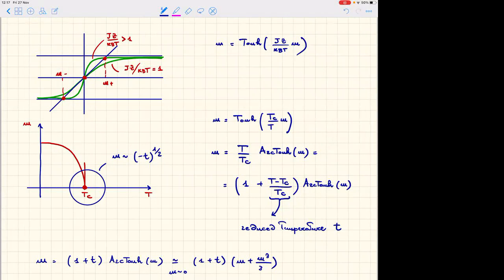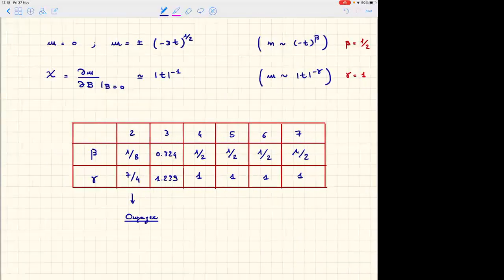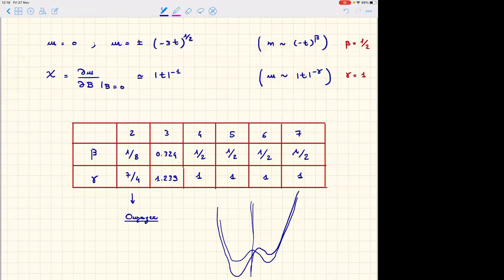If the magnetic field is not equal to 0, then what happens is that the free energy that before was perfectly symmetric, well, it doesn't look symmetric, but imagine that it's symmetric, will become asymmetric. So it will become something like this. So you're still going to have 3 solutions when the temperature is smaller than a certain temperature. But one solution is going to have a lower free energy as compared to the other.